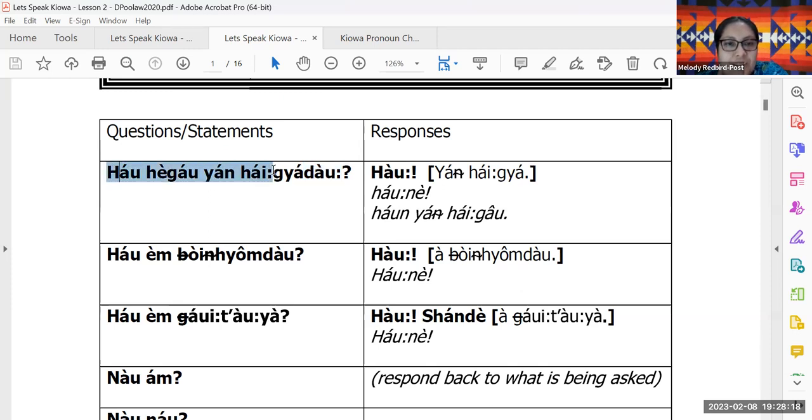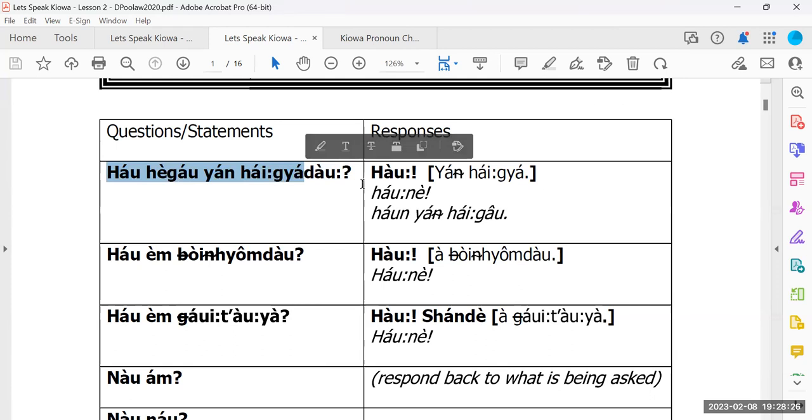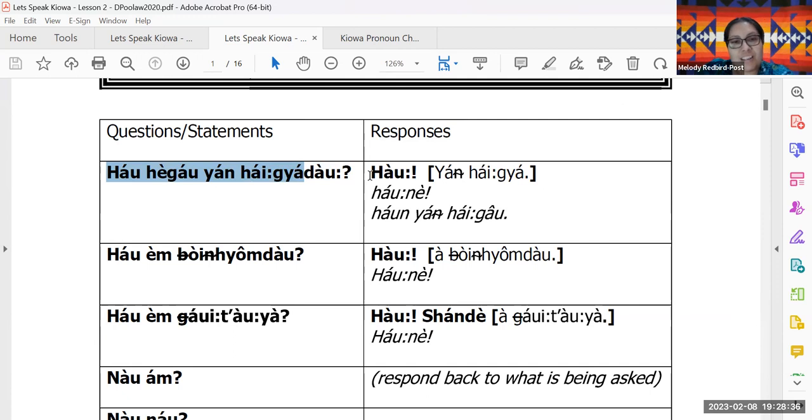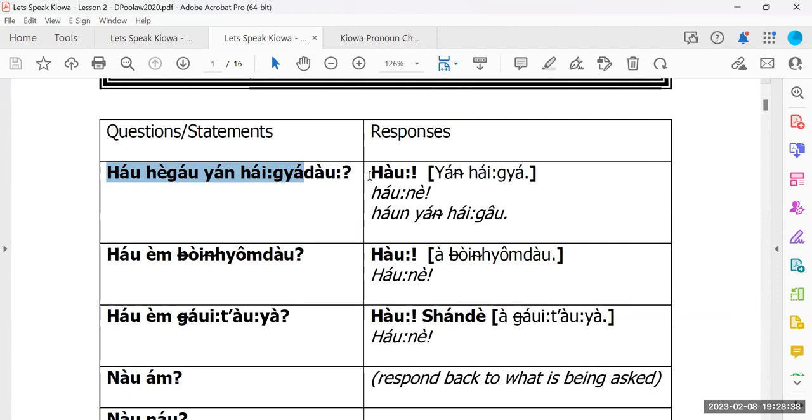Does that make sense to everyone? So we just be saying, ha he ga bait hai ya. That sounds more Kiowa than. You don't use that in that sense, but you do in that first one right there. Do you understand? Okay. But you're asking a direct question right then and there. You need to know, do they understand?